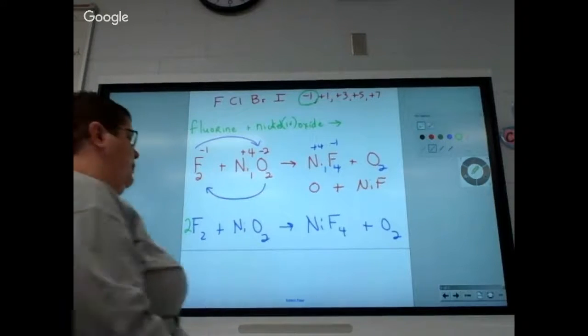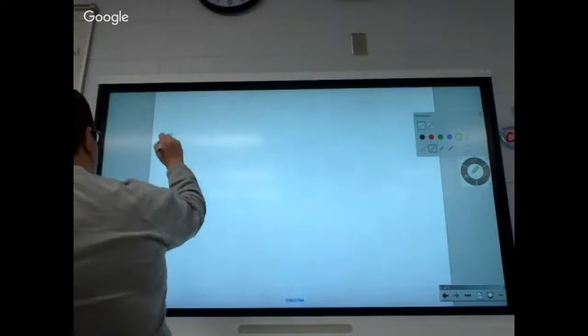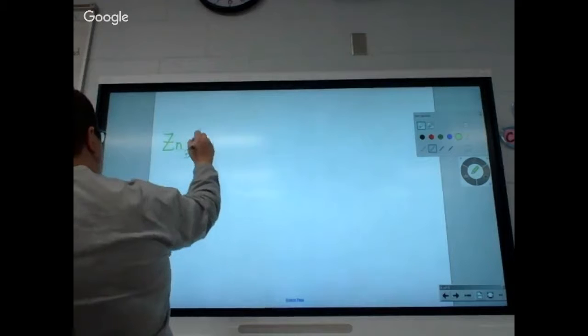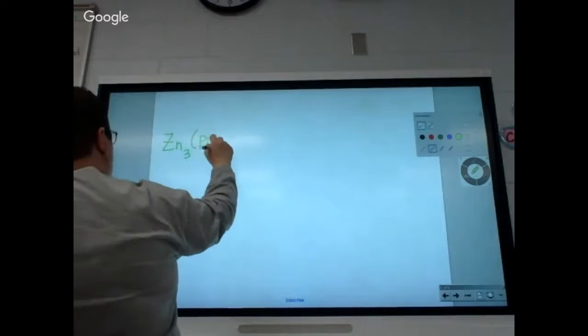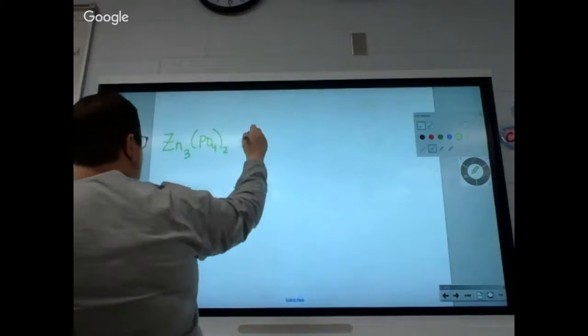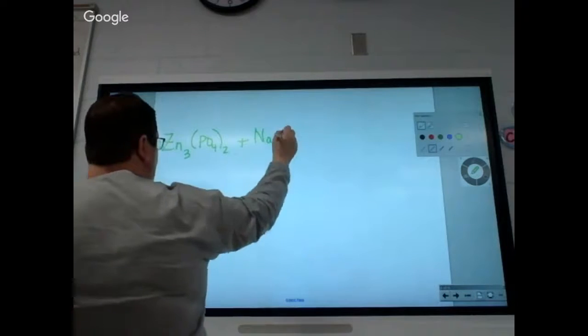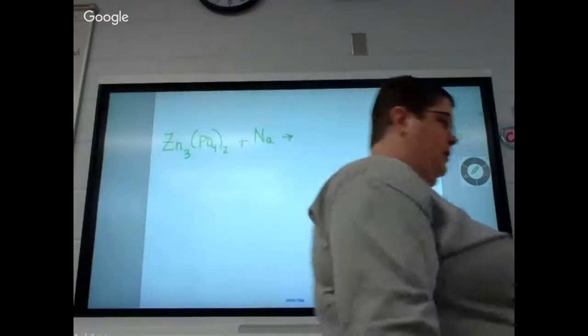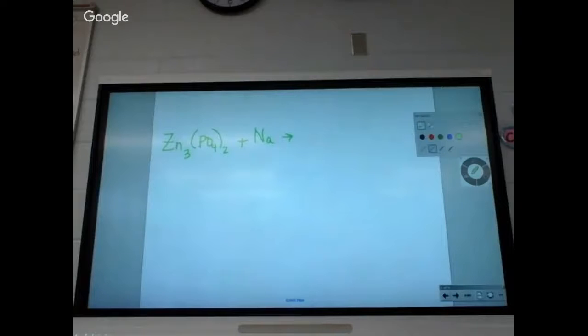All right, let's do one with a polyatomic ion. Let's say that we use, well, something we don't use all the time. Let's say we have zinc phosphate. And we add sodium. And we have this. Okay, and so we have that.